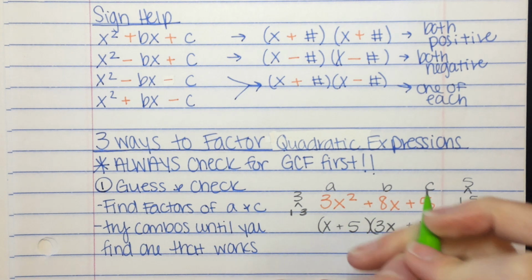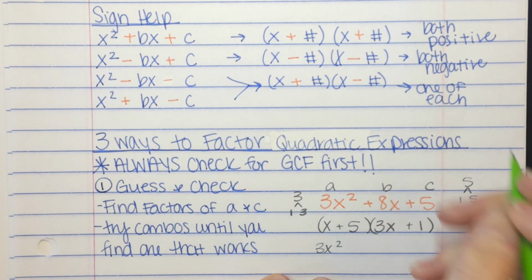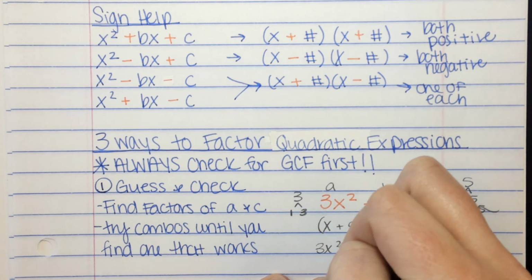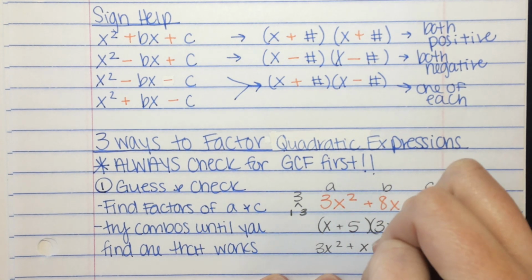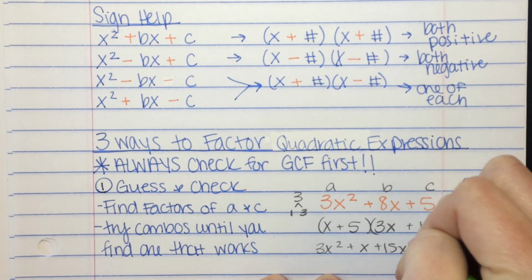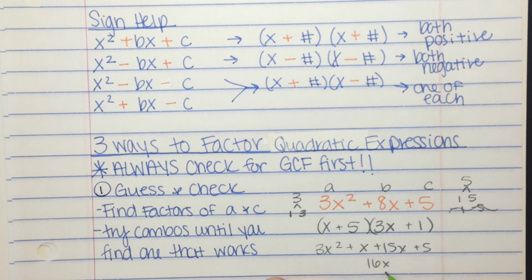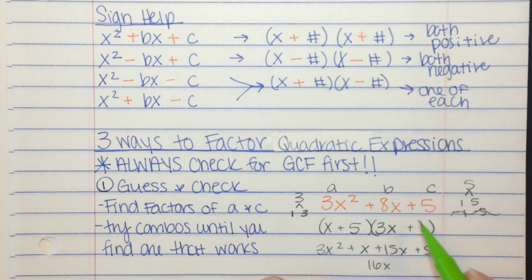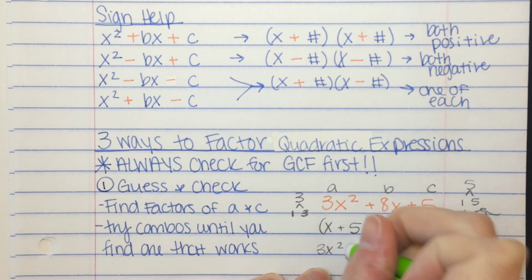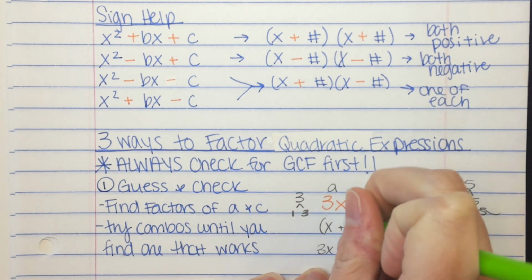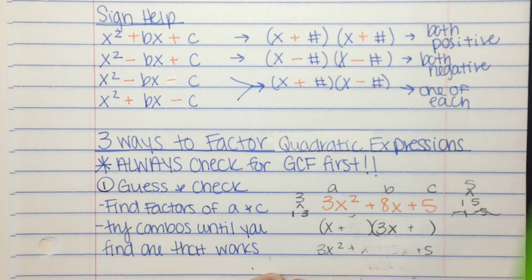So x times 3x is 3x squared, x times 1 is x, 5 times 3x is 15x, and 5 times 1 is 5. So if I combine those middle terms, I get 16x. Is that what I wanted here? No. So that doesn't work. So I'm going to have to change these terms so I can swap them.